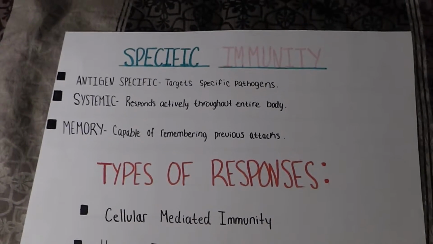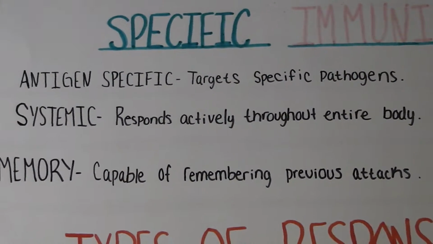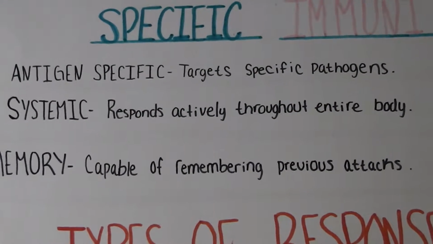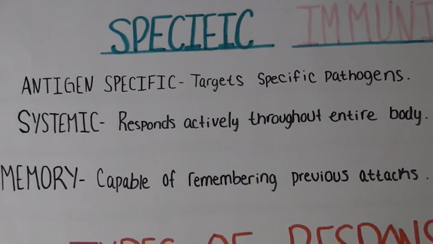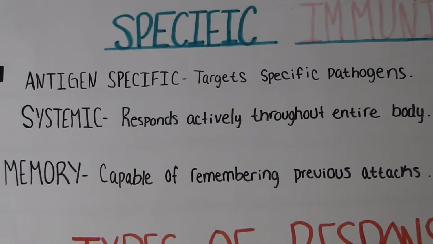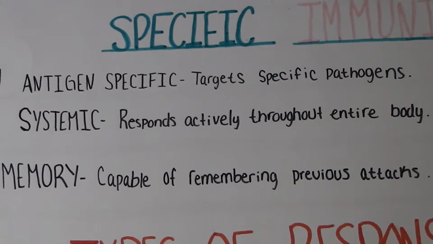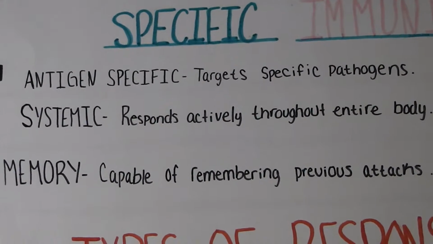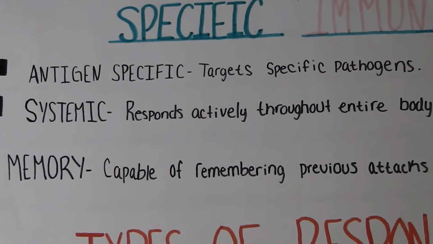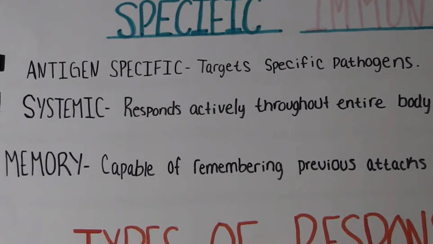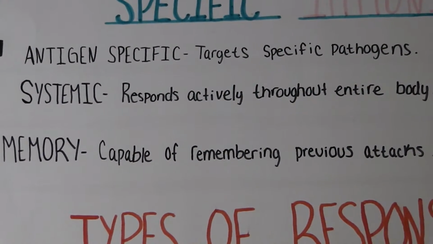Specific immunity and its neighboring defense, nonspecific immunity. Three characteristics that differentiate specific from nonspecific are as follows: antigen-specific, systemic, and memory. Antigen-specific targets certain pathogens or foreign substances that ultimately trigger an immune response. Systemic allows for an active response throughout the entire body and does not limit to an initial infection site. Lastly, memory grants specific immunity the ability to remember and fight off previous attacks on the immune system.